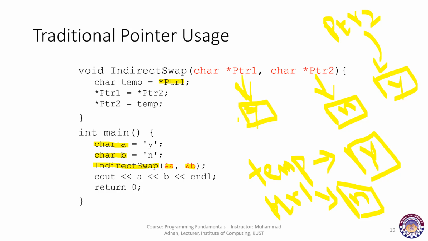Okay, so with that we have successfully exchanged these values. Now if you print a it will display n, and if you print b it will display y, because we have changed their values by using their addresses. Their addresses were stored in the ptr1 pointer and ptr2 pointer. So I hope this is clear to you. We have this traditional pointer use where the pointers were getting the address of variable a and variable b.